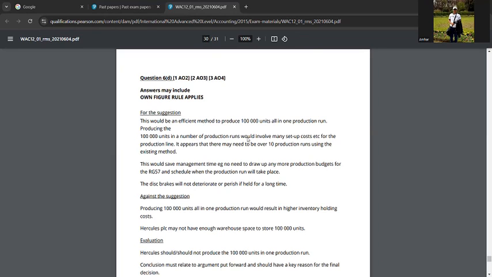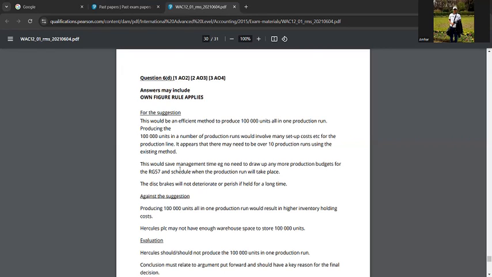Secondly, they are saying when these 100,000 units are produced in a number of production batches, it would involve many setup costs. There may need to be over 10 production runs using the existing method. But if they produce in one shot, one production batch, then they would not incur any setup cost. So that's why this is an advantage. After that they are saying this would save management time, because they don't need to draw up many production budgets for this product, and they don't need to schedule when the production run will take place.